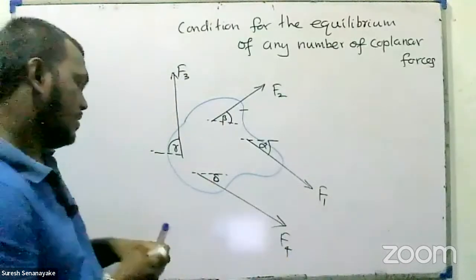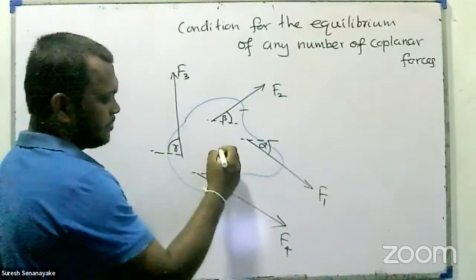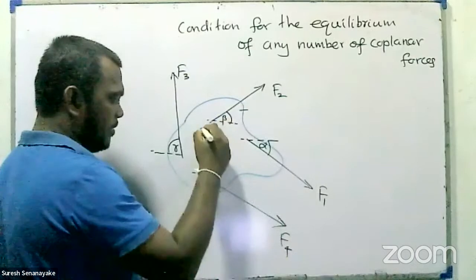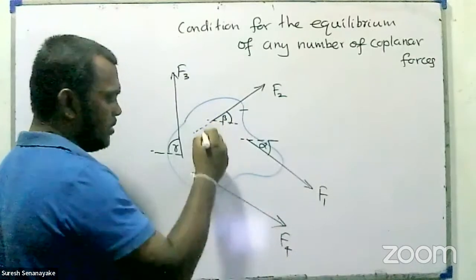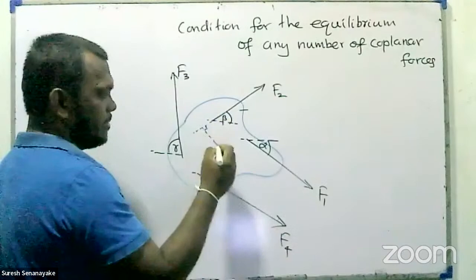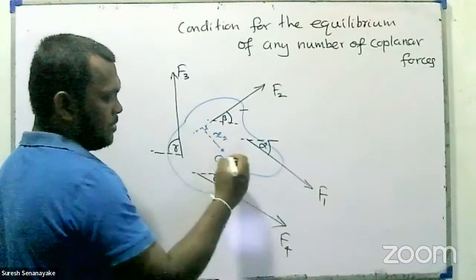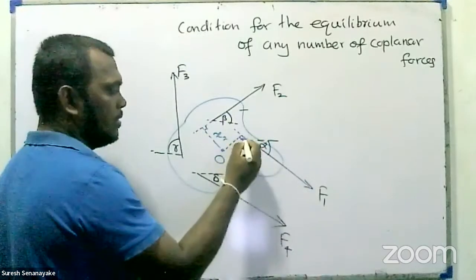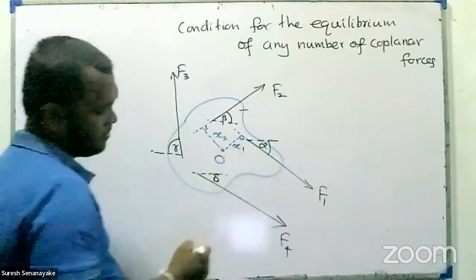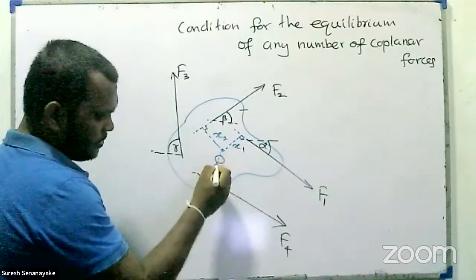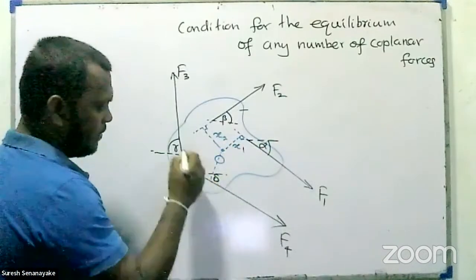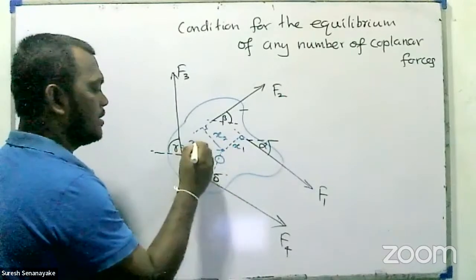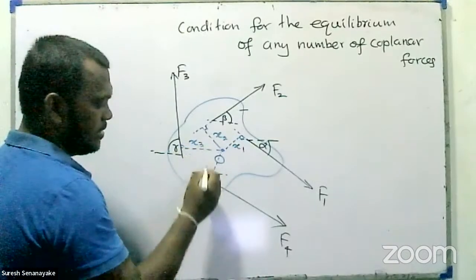And also I'll consider the point O here. Extend this force, and the perpendicular distance from this point O to it, let's take it as x2. And the perpendicular distance to the force f1 from the point O, let's say it is x1. And the perpendicular distances to the forces f4 and f3. First f3, you can write it. It has x3 and it has x4.